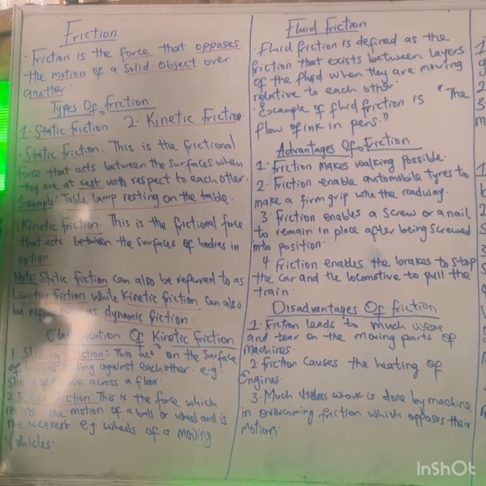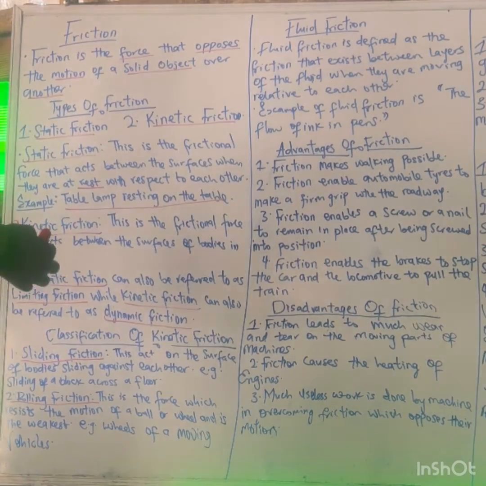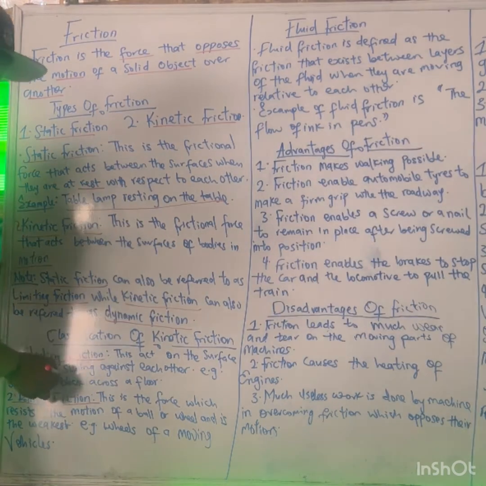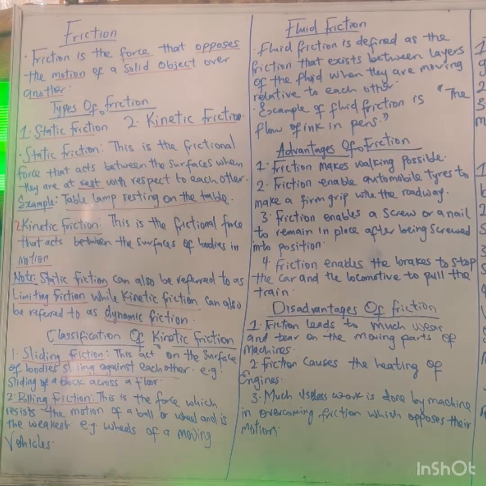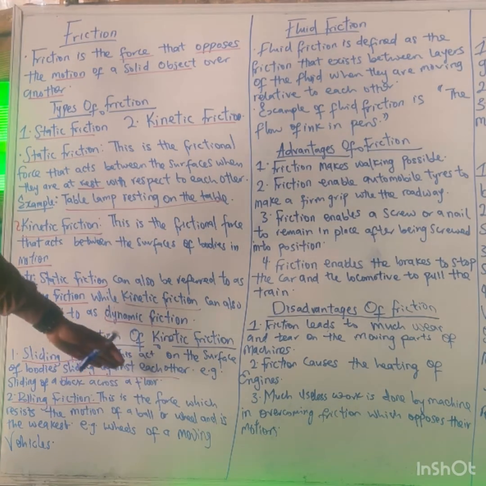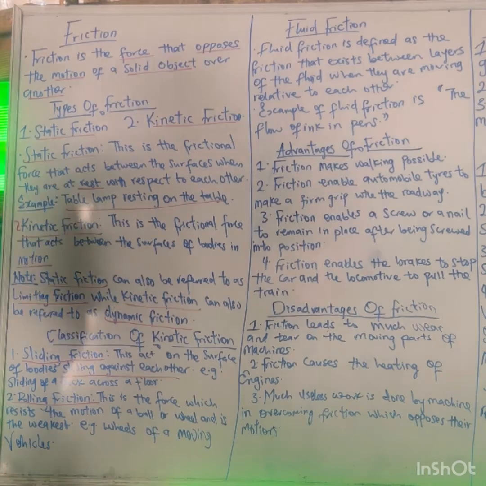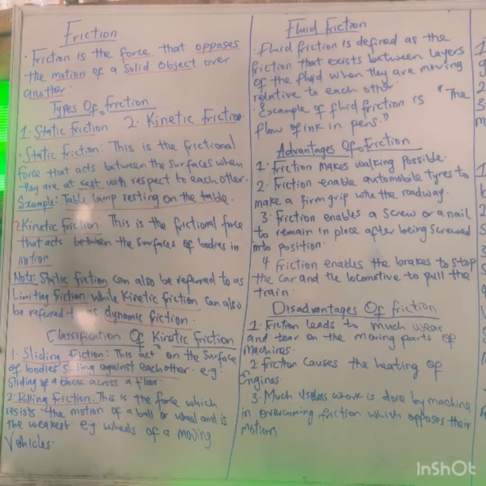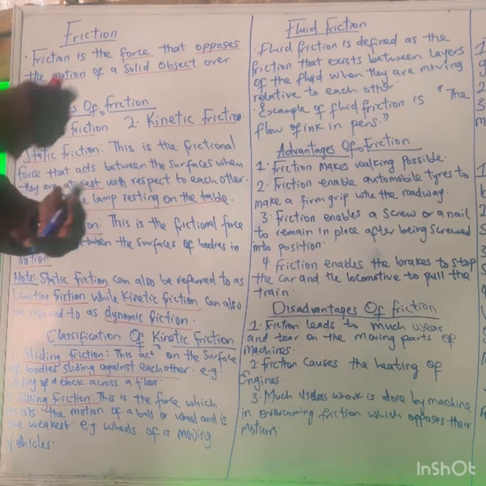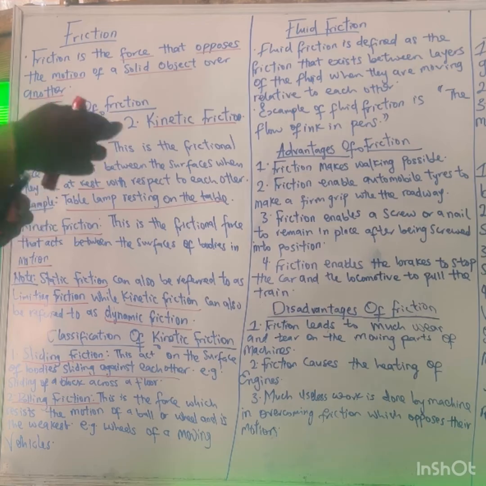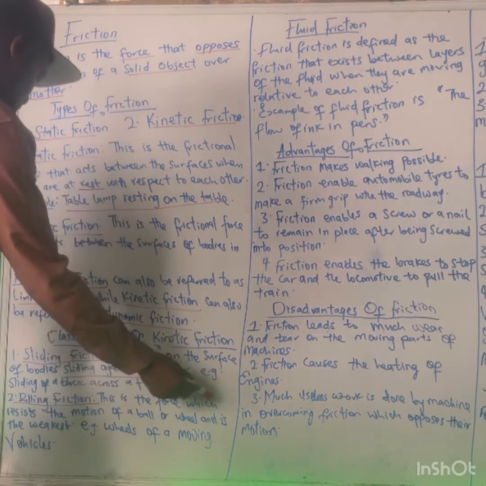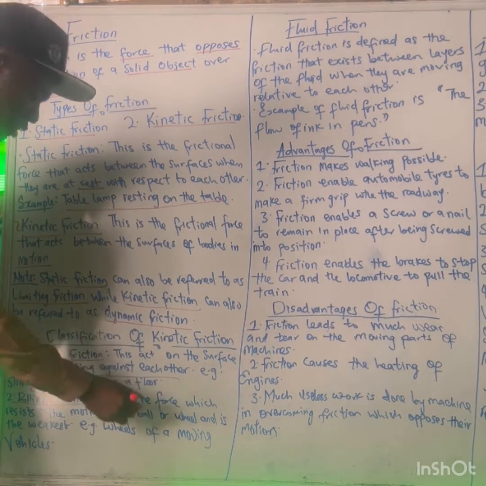We have the classification of kinetic friction: we have the sliding friction, and we also have the what? Rolling friction. Talking about sliding friction, that is the friction of objects when they are sliding against each other. When the objects are sliding against each other, they are referred to as what? Sliding friction. Then talking about rolling friction, this is the frictional force which resists the motion of a body when it is rolling. When something is rolling, the type of friction is referred to as what? Rolling friction.